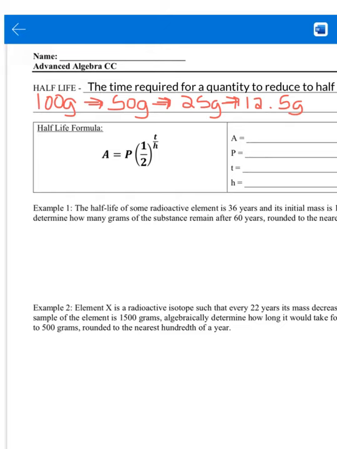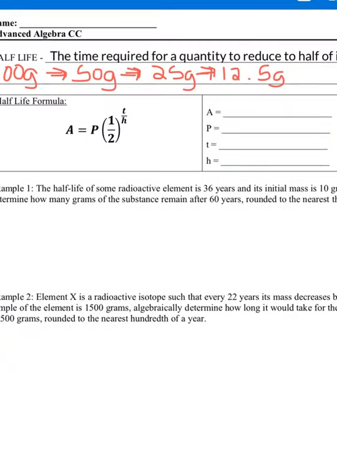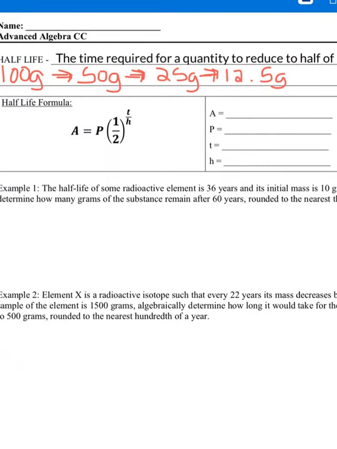Okay, the formula for half-life, some similar variables. We just have h that's being introduced. A equals p times 1/2 raised to the t divided by h. So remember, if you're going to type this into your calculator, you have to put parentheses around that. A is the end amount. P is the starting amount, just like before. A is what you're ending with, or your future amount. P is your starting amount. T is time. And H is the half-life.